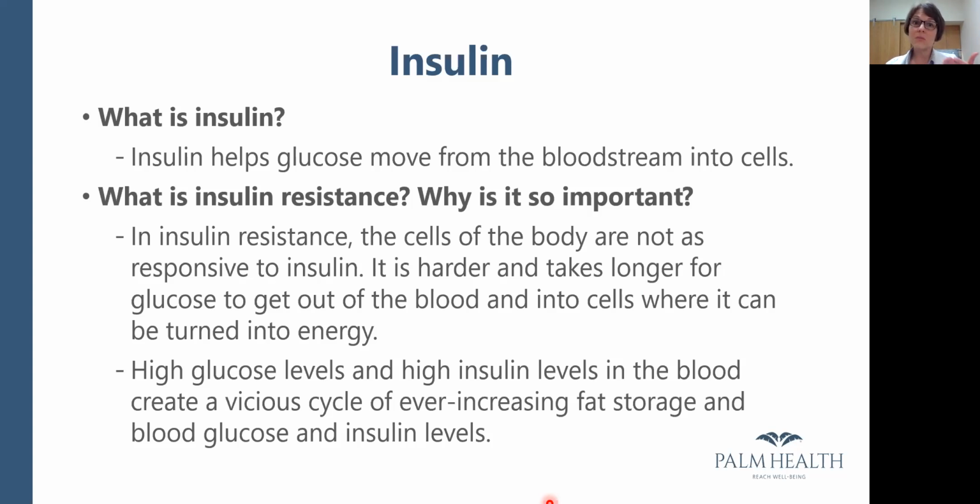So what happens is the blood sugar glucose level goes up, and then the body responds and says, well, there's a lot of sugar in the blood, so I'm going to put out more insulin. And as the body puts out more and more insulin, there is more fat storage that occurs. And when there's more fat storage, there's more insulin resistance. And then we have this ever increasing fat storage, blood glucose, high insulin level issue happening. So it is a vicious cycle.